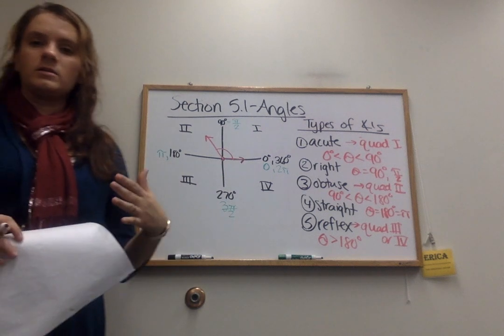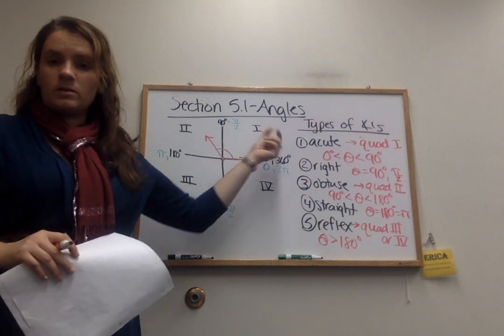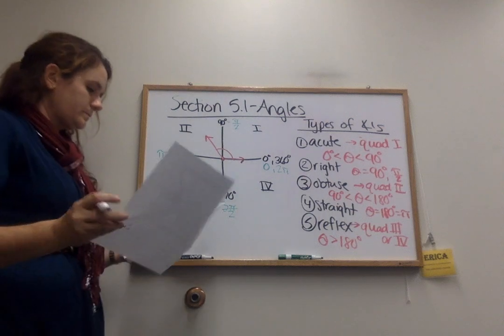When we get into triangles, at least to start, we're going to focus on right angles specifically and acute angles, things that are less than 90 degrees.